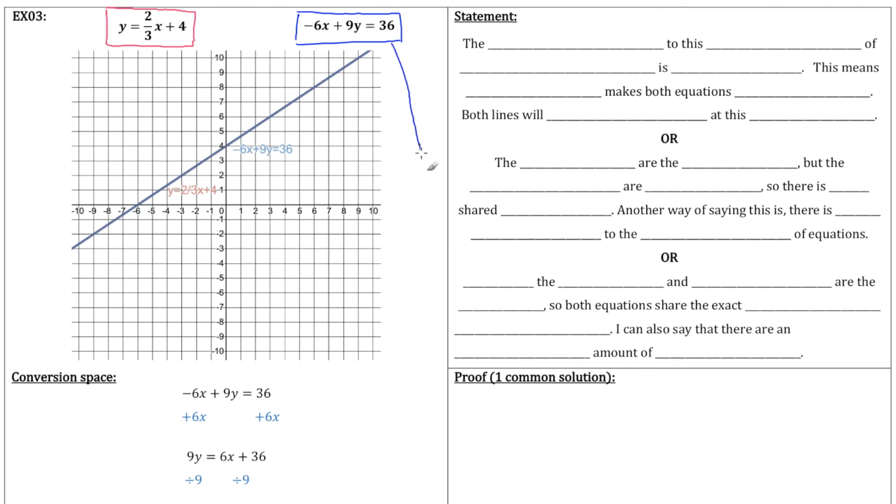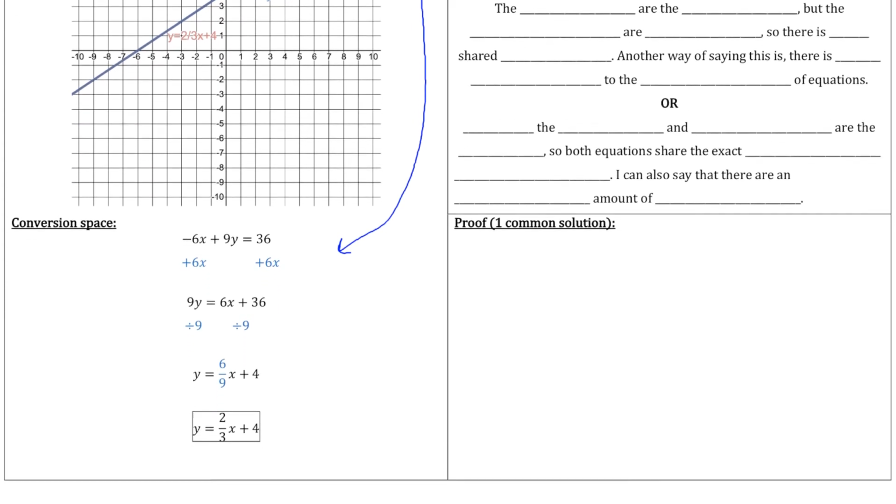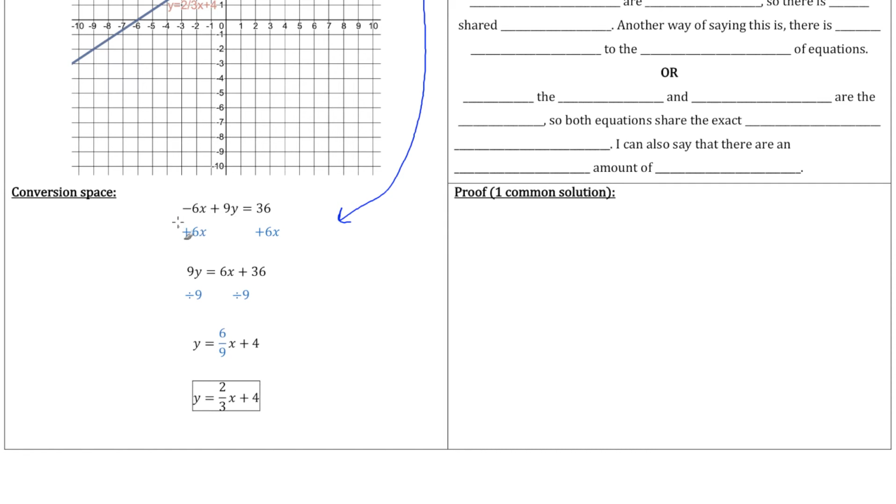If you can tell, I took this equation down here and converted it to slope-intercept form. It was in a standard-ish form, but it wasn't in slope-intercept. So I added 6x to both sides, and I got 9y equals 6x plus 36. I divided by 9 and I get y equals 6/9x plus 4. Then I divided the numerator and denominator by 3, and I got y equals 2/3 x plus 4.